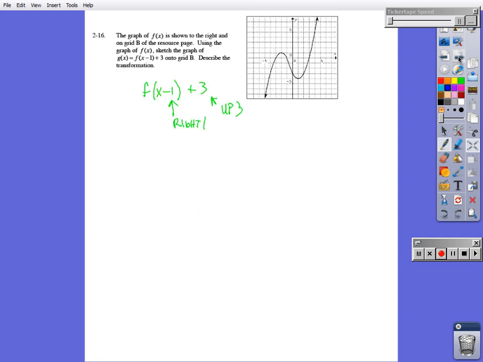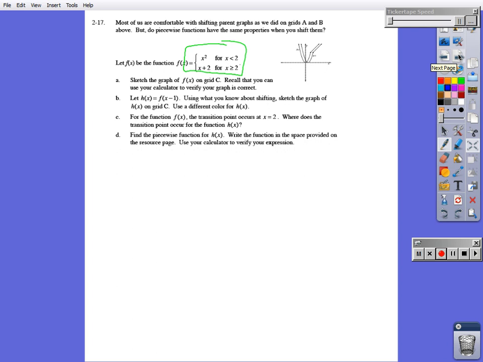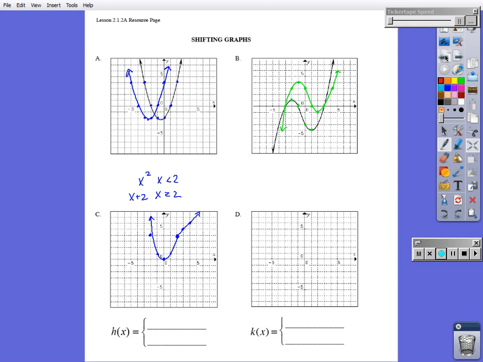Now we go back to our problem here, which says if that's f of x, okay, then let h of x be f of x minus 1. So that means we're going to take our function f, our piecewise function, we're going to move it to the right 1. It says use a different color, so let's use red. It works the same as any other graph you've ever shifted in the past.